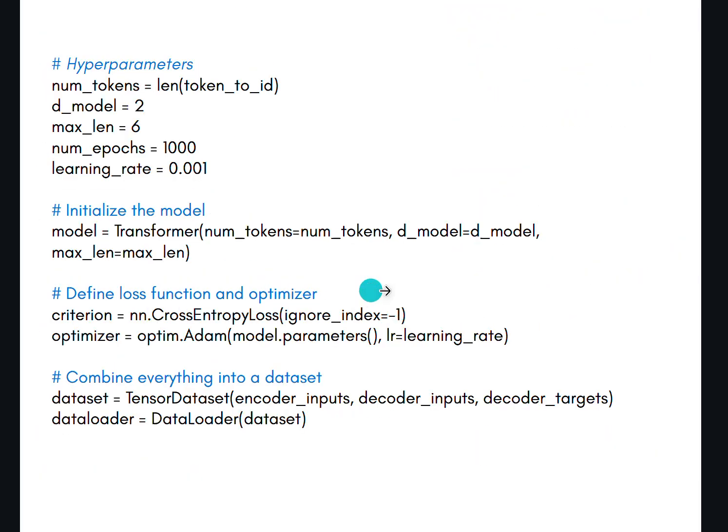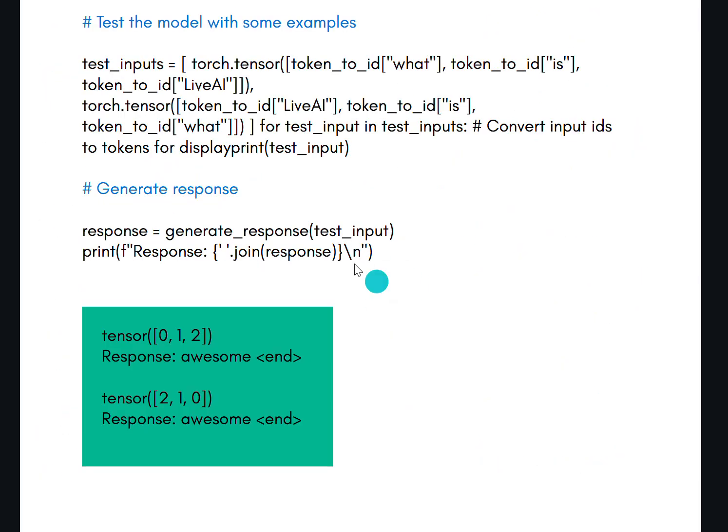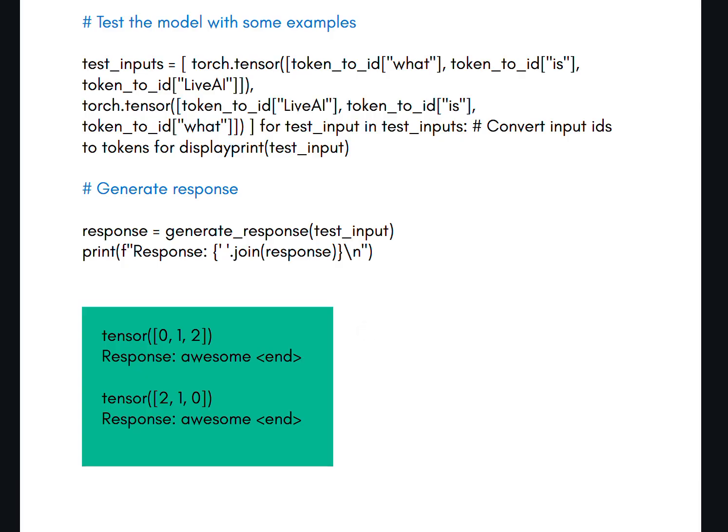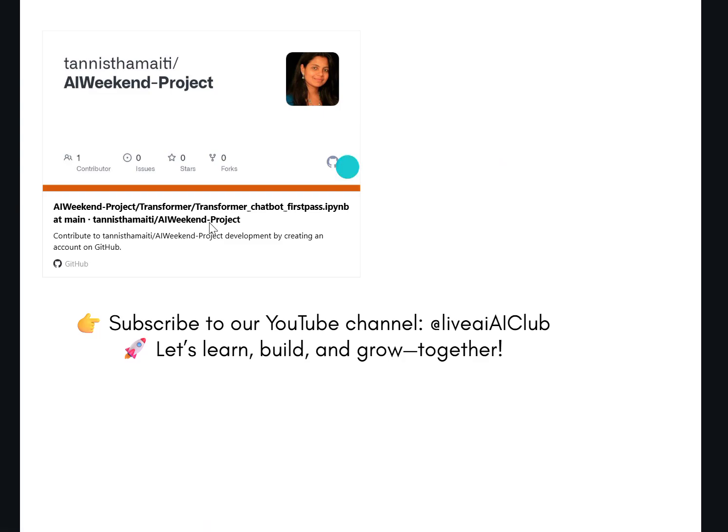Okay, so let's go over and check the results. If I put in, what is live AI, or live AI is what, and I'm going over the test input, it will generate the response: awesome end for both of the results, because I've already trained it with the same example, right? This first pass is provided in the transformer AI weekend project, under the transformer folder. Transformer chatbot first pass, that's the notebook.